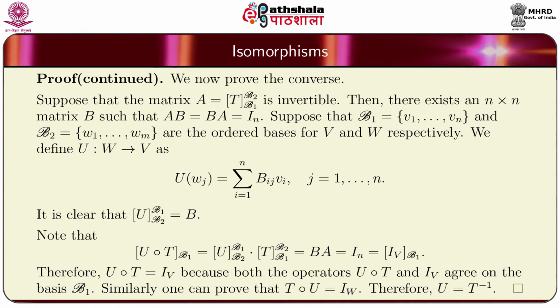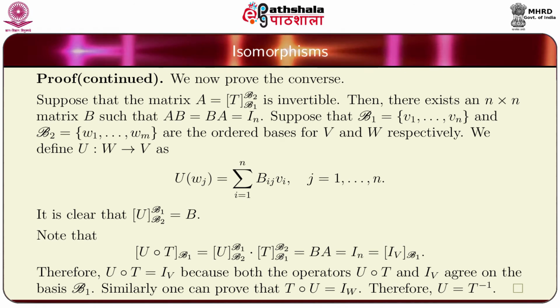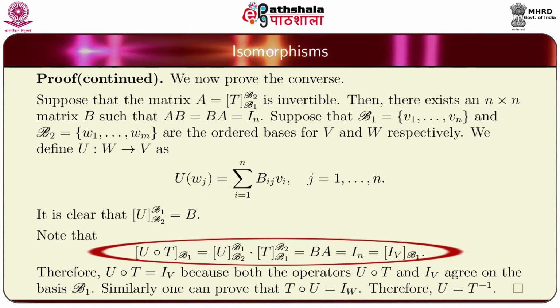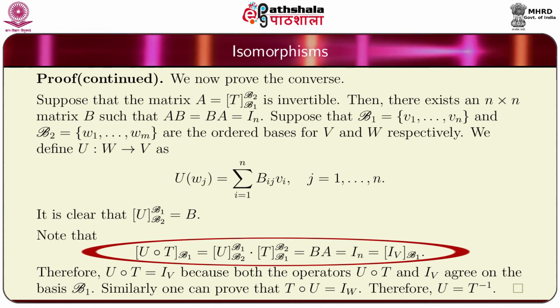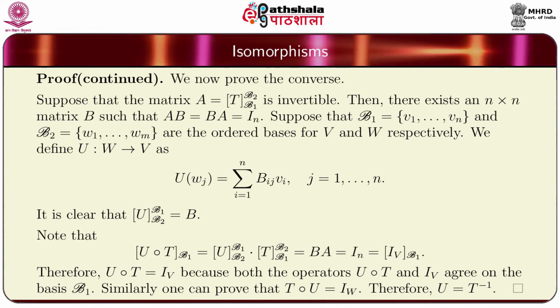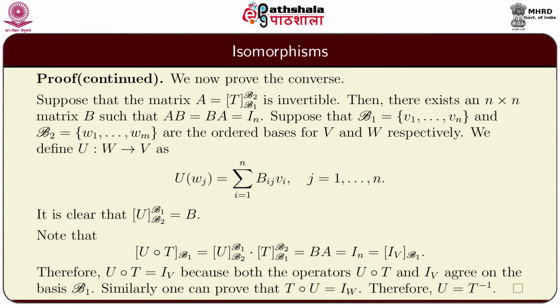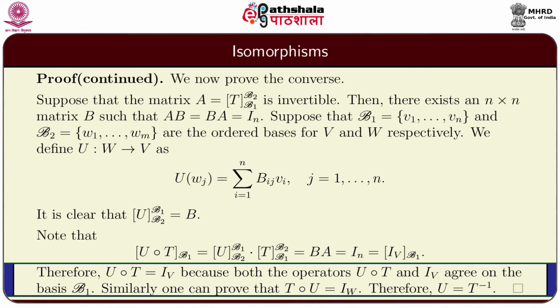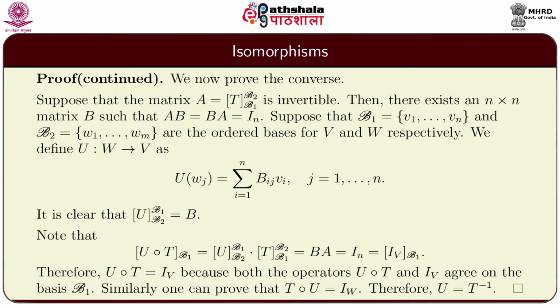And therefore, the matrix of U circle T is the matrix of U times the matrix of T, and that is equal to B times A, which is equal to the N cross N identity matrix. But the N cross N identity matrix is nothing but the matrix representation of the identity operator IV with respect to the ordered basis B1. This therefore shows that U circle T has to be the identity operator. Why? Because both the operators agree on the basis B1 of V.